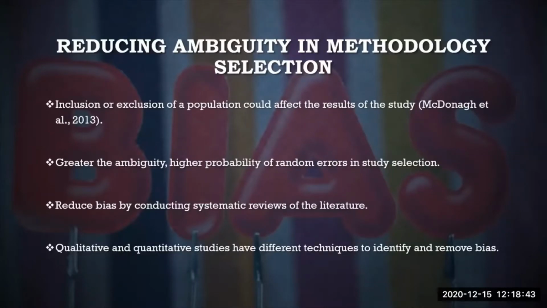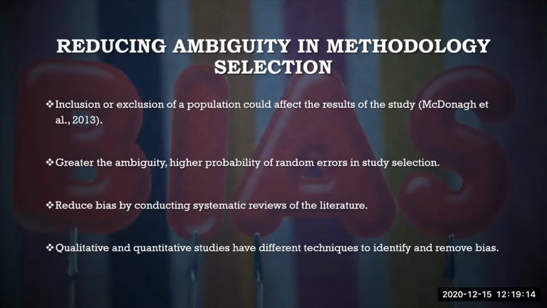Reducing ambiguity in the methodology selection. As I stated in prior modules, two things that you'll definitely be working on identifying and trying to mitigate against over and over again are ambiguity and bias. On this particular slide, we're discussing how the inclusion or the exclusion of a population could affect the results of the study. You want to recognize that the greater the ambiguity, the higher the probability that random errors could occur in the study selection process.